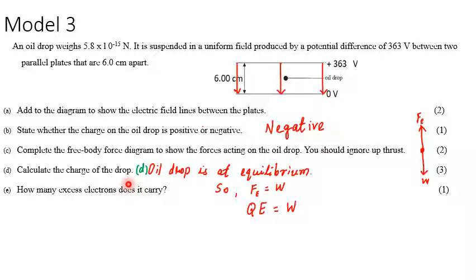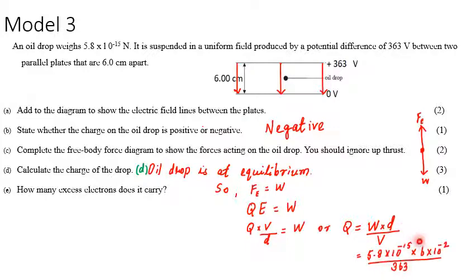The value of the electric field is not given to us in this question. So we can use the equation E is equal to V over D to calculate the strength of the electric field. Or if you rearrange this equation, you will get Q is equal to W times D over V. By substituting the values, you get 9.59 times 10 to the power minus 19 coulombs. So this much excess negative charge is there on that oil drop.